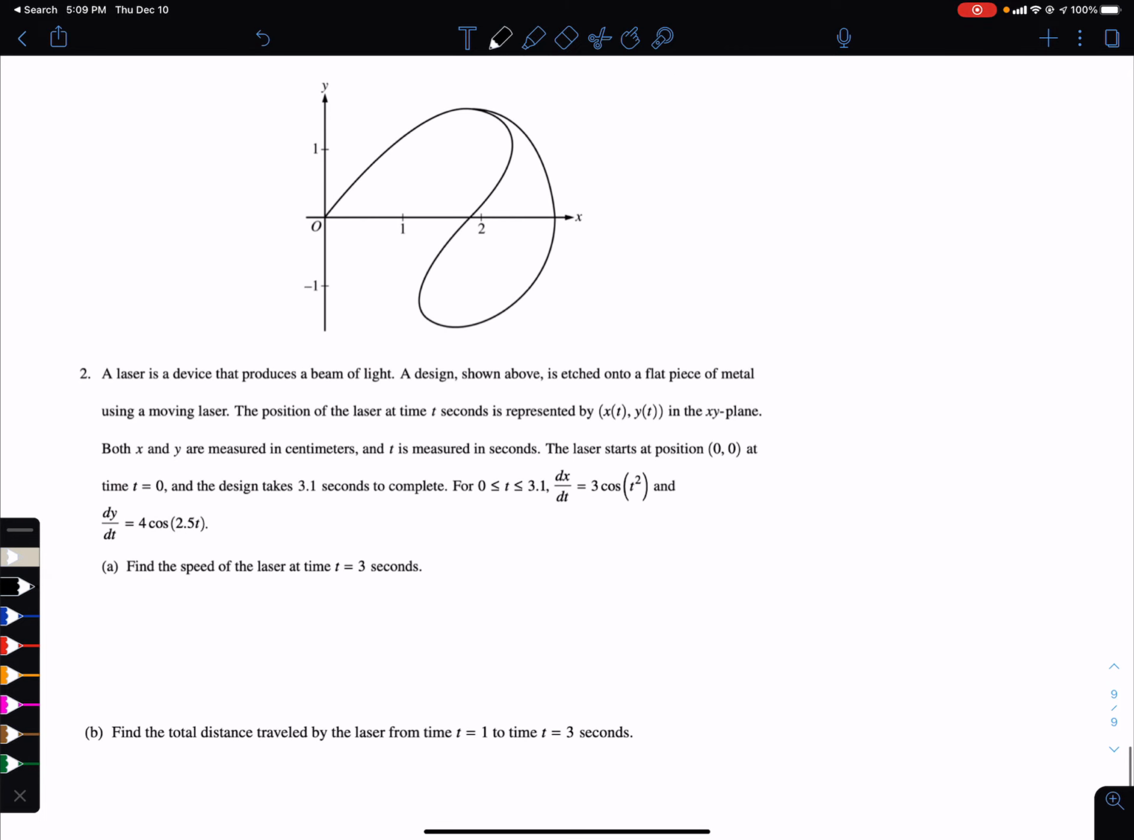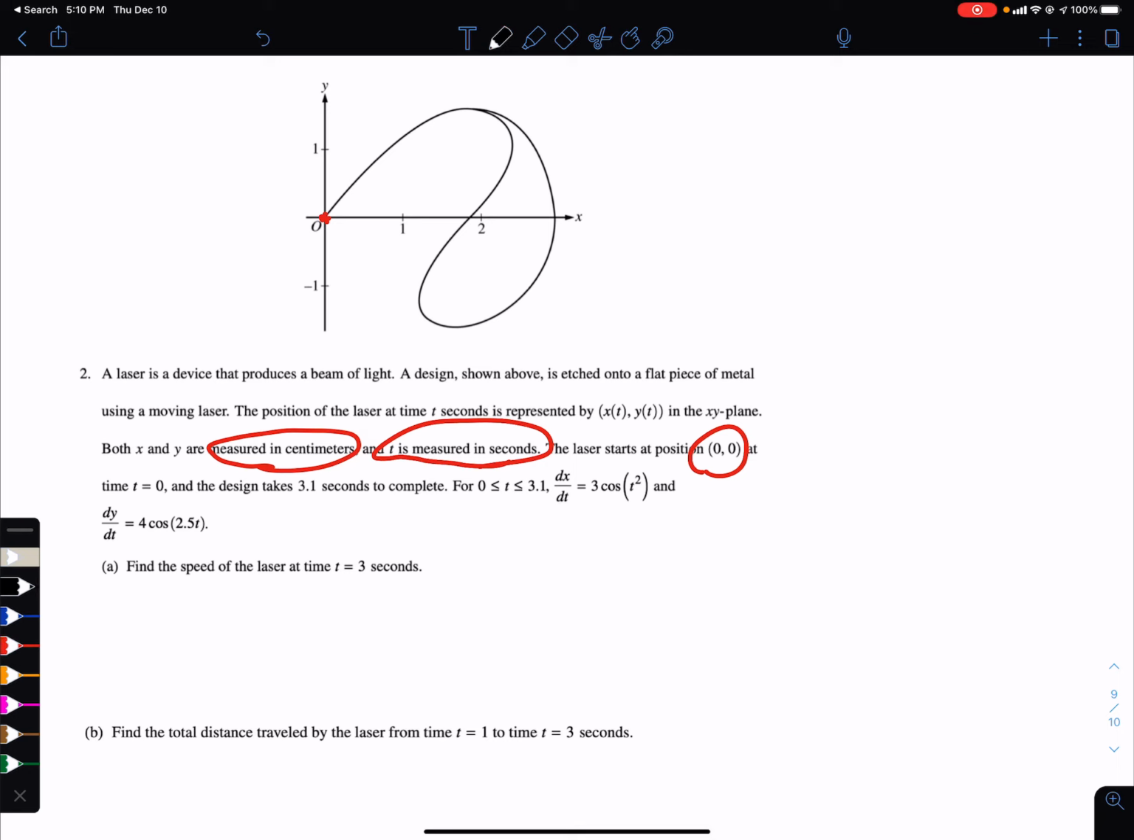All right. A laser is a device that produces a beam of light. The design shown above is etched into a flat piece of metal using a moving laser. The position of the laser at time t is represented by this function. This is where the laser is pointing. Both x and y are measured in centimeters and t is in seconds. The laser starts at 0, 0. So we know the starting point is 0, 0.